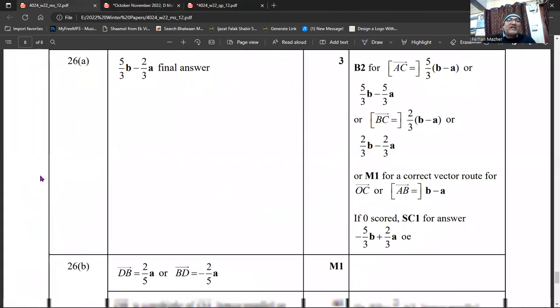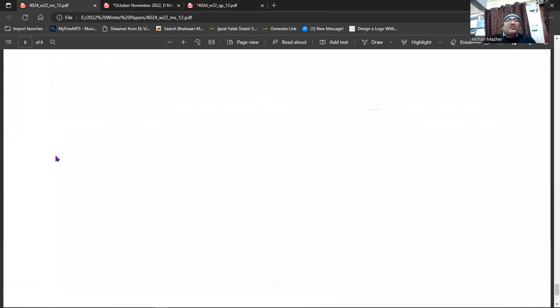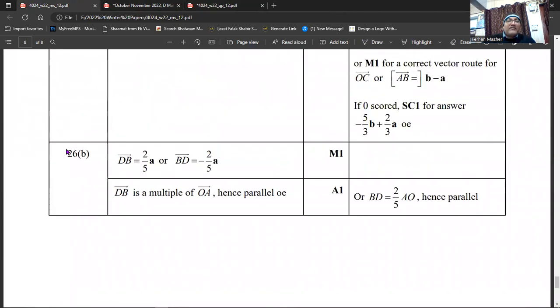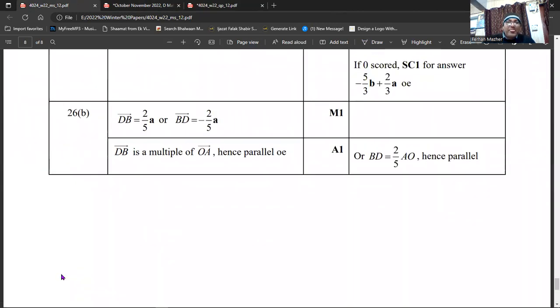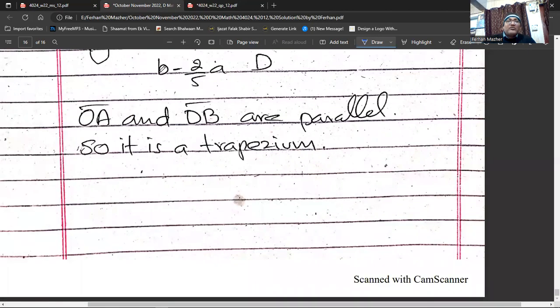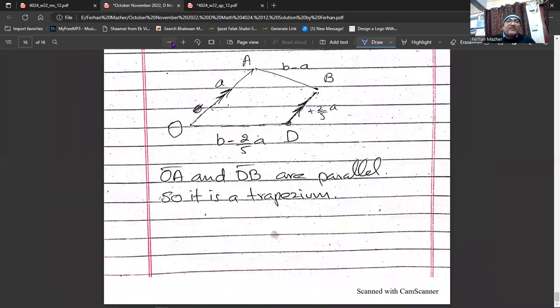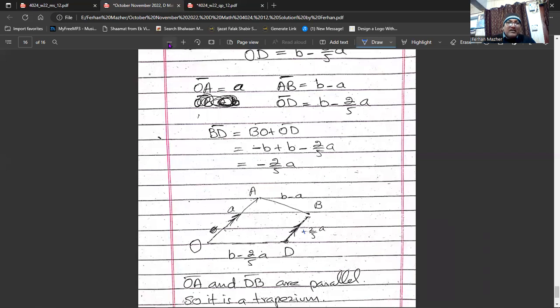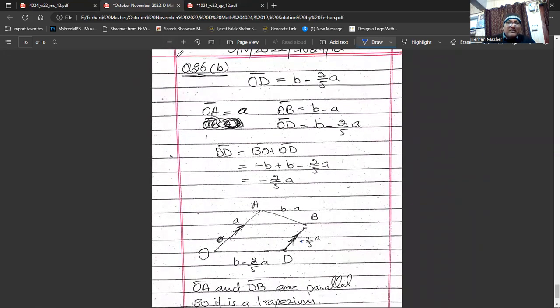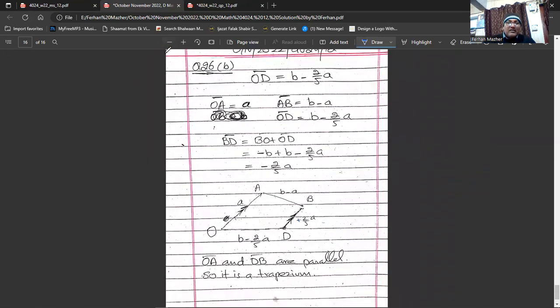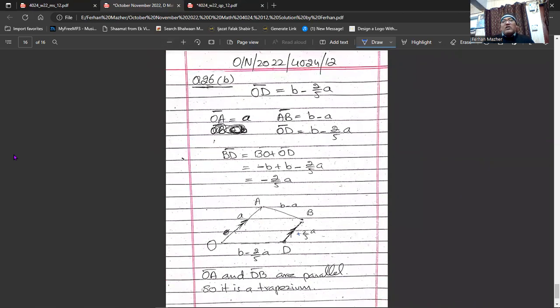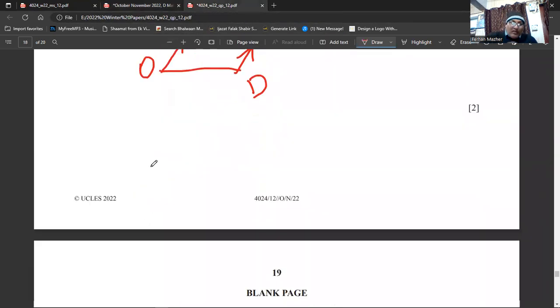So let me show you the marking scheme. So this is the marking scheme. Have a good look at this marking scheme. And this is its solution. So let me reduce the size so you can see the whole thing. I hope you can see the whole. So this is the whole B part, in which we prove that this is a trapezium. Hopefully you understand. This one is a little tricky.